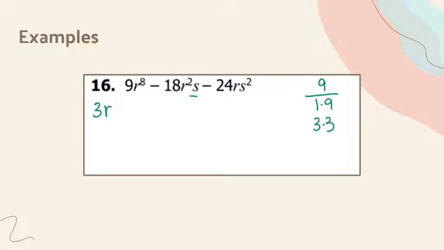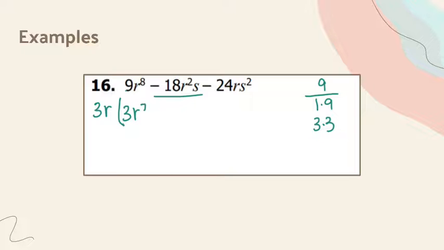Now for s, we have s's here, but we have no s in this term, so we cannot take out s at all. So 9r to the 8th divided by 3r gives us 3r to the 7th. When you divide with exponents, you subtract them. So this is 8 minus 1 gave us 7.